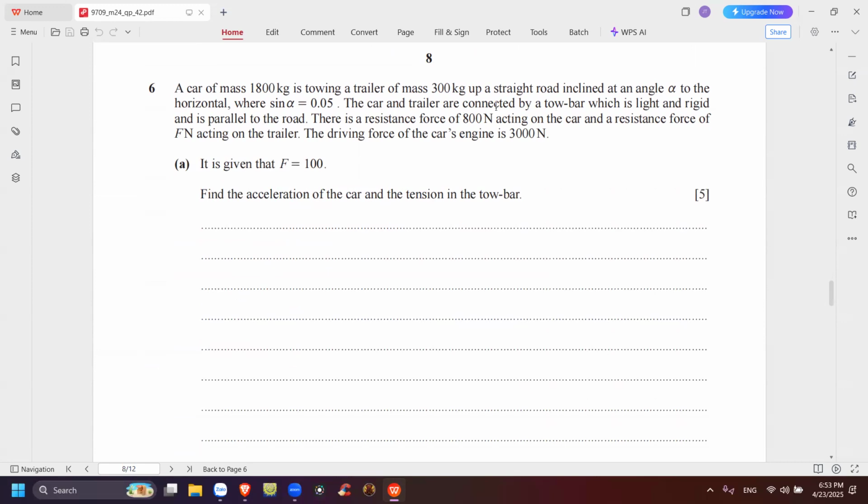Towing a trailer of mass 300 kilogram up a straight road, incline angle theta to the horizontal, where sine theta equals 0.05. The car and trailer are connected by a tow bar, with the line rigid and parallel to the road. A resistant force of 800 Newton acts on the car, and a resistant force of F Newton acts on the trailer. The driving force of the car engine is this one. It is given that F equals 100, so the resistant force acting on the trailer is 100 Newton. You have to find the acceleration of the car and the tension in the tow bar. So two things to look for: acceleration of the car and tension in the tow bar.